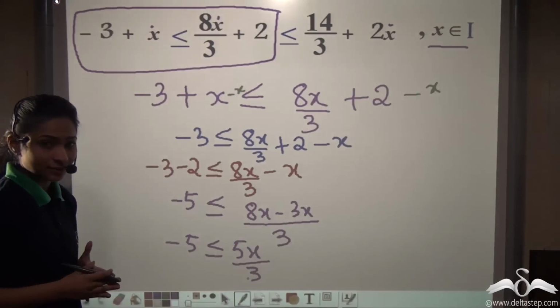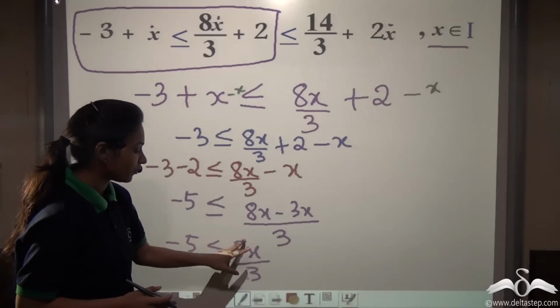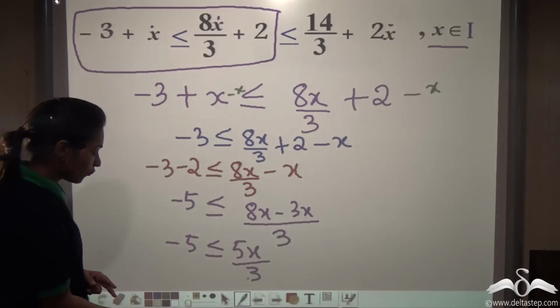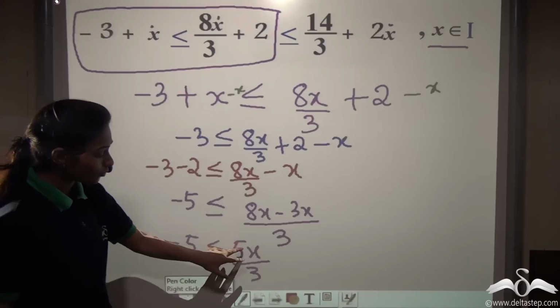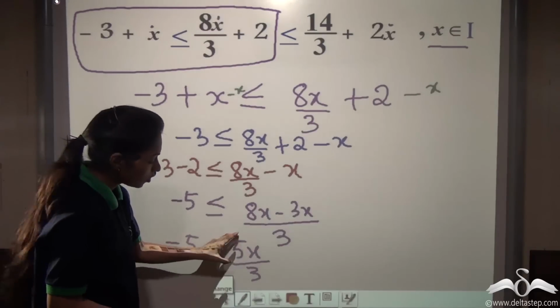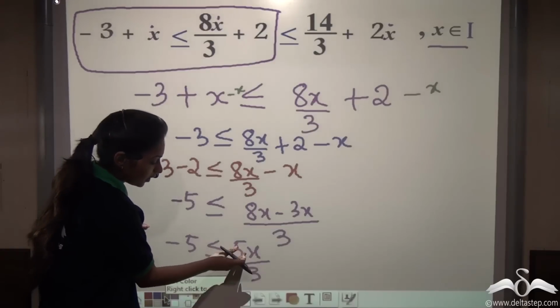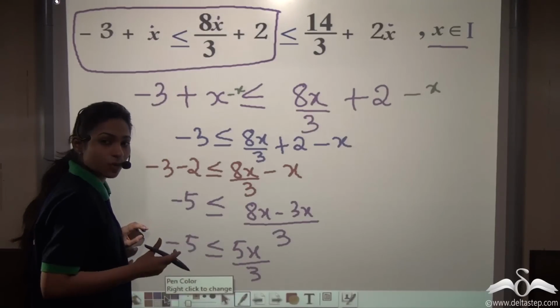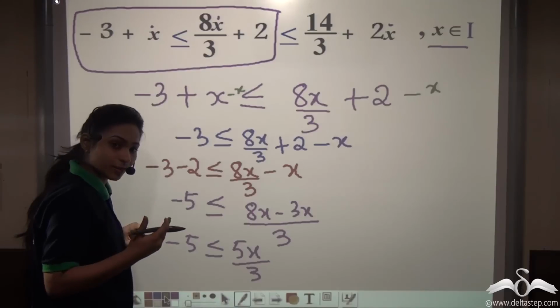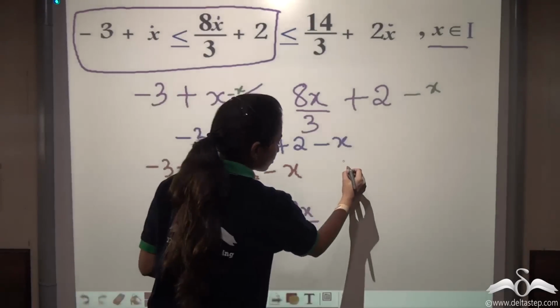Does it give me my answer? No, I have to bring the coefficient of x as 1. So for that, what do I need to do? I need to bring the coefficient of x to 1. So this 5 by 3 needs to go away from here. So 5 by 3 taken to that side becomes what? The reciprocal, that is 3 by 5. So let's solve this.